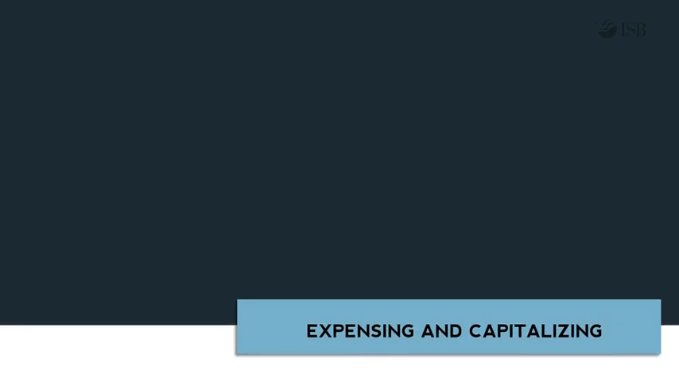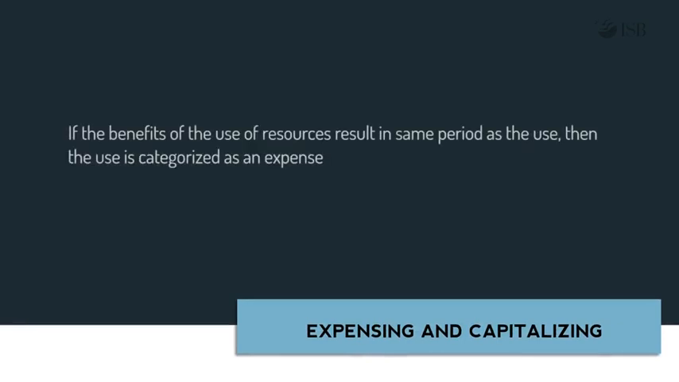Before we start looking at the various items on the income statement, we will discuss the difference between expensing and capitalizing. Assets and expenses are two sides of the same coin. Both require the use of a company's resources. However, if the benefits of the use of these resources result in the same period as the use itself, then the use is categorized as an expense. The entire amount used appears on that period's income statement.